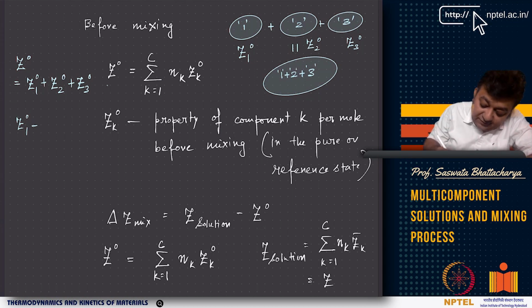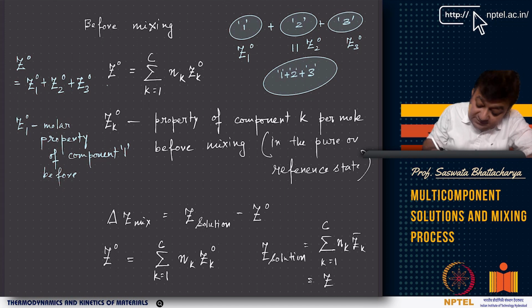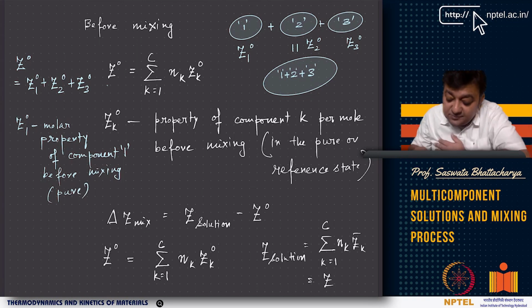So this is property of component 1 per mole, or molar property of component 1 before mixing. Before mixing means the component is in the pure state, right? It's a pure component. So basically ZK0 is property of component K per mole before mixing in the pure or in the reference or in the standard state. Okay, when you have a superscript of 0, I am denoting what is called a standard state.